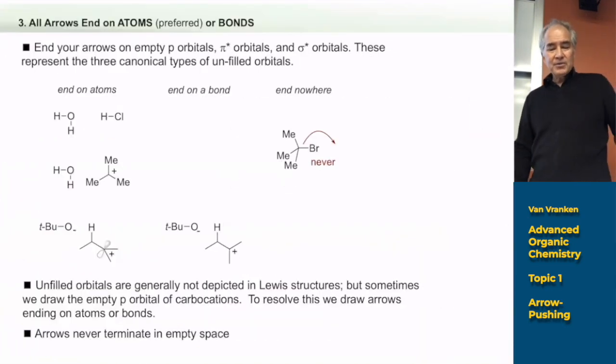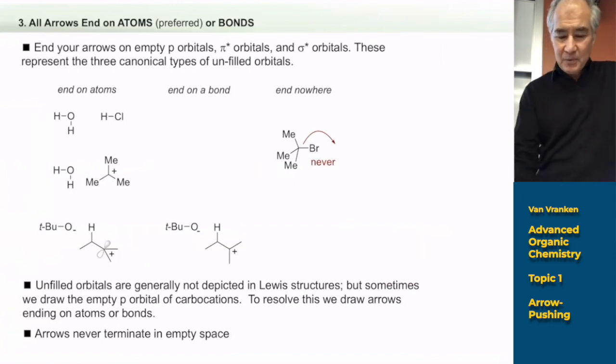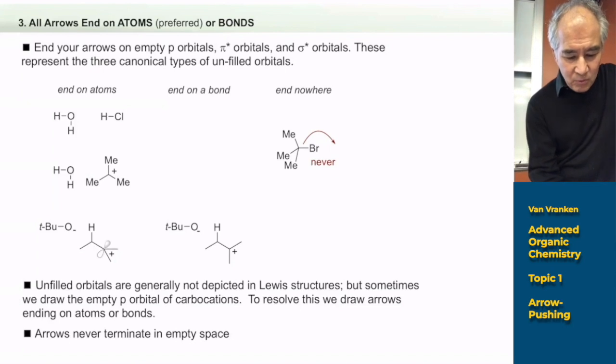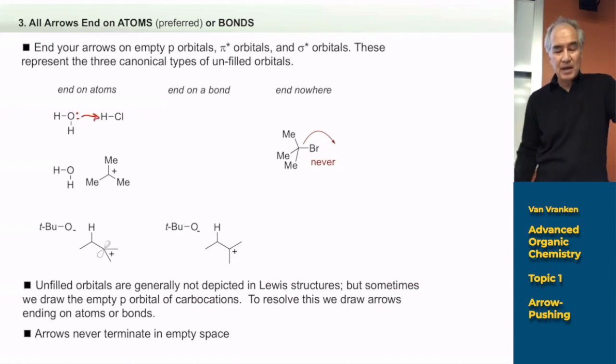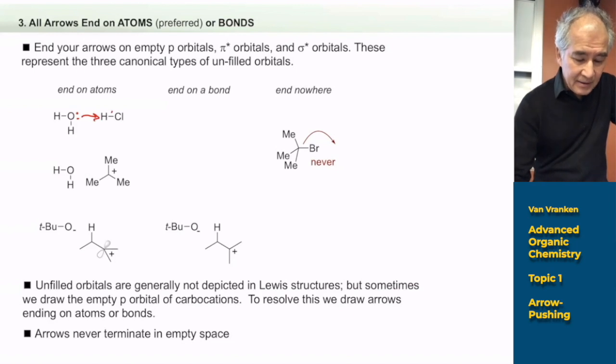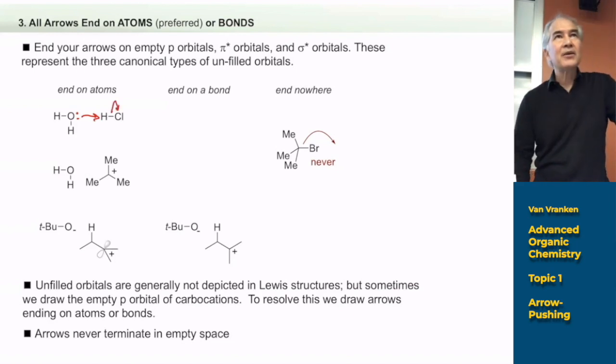Okay, arrows are supposed to end on atoms or bonds. That's pretty simple. Make sure every arrow ends on an atom or on a bond. So let's go ahead and see how this would work. If I use water as some sort of a base and I protonate that with HCl, I would make sure my arrow ends on an atom. It's ending on the H atom. When I break this HCl bond, the sigma bond, I'll make the arrow end on chlorine.